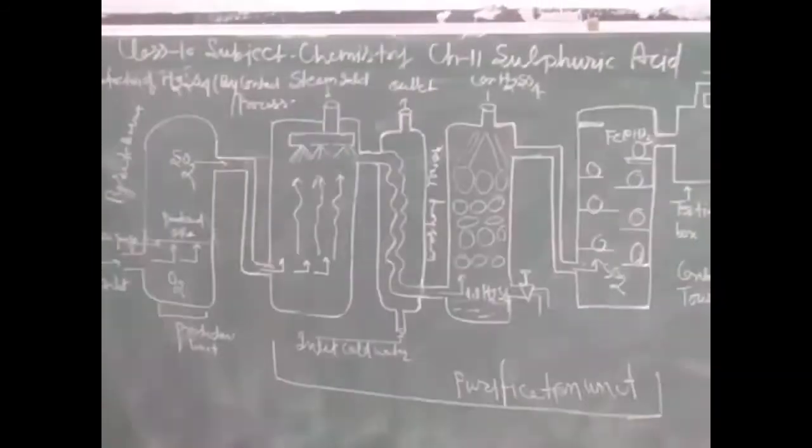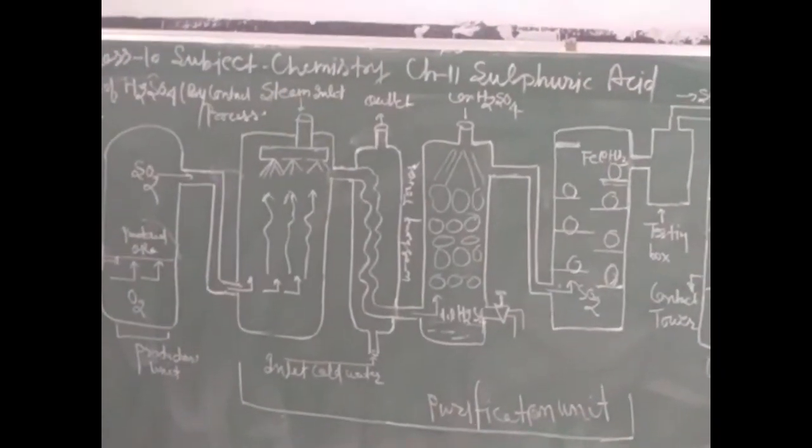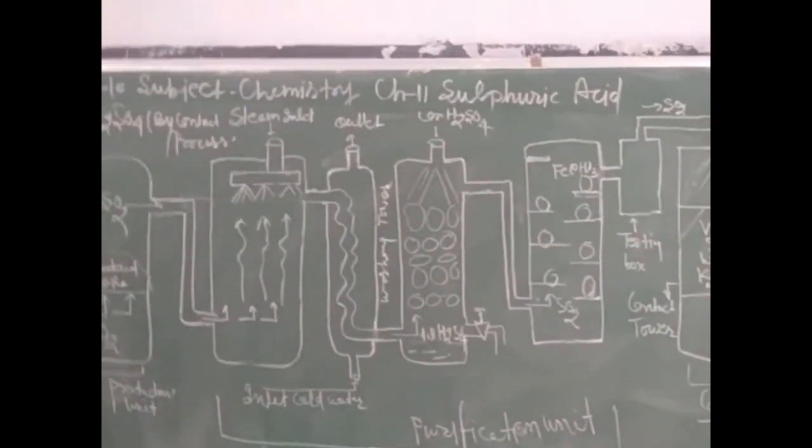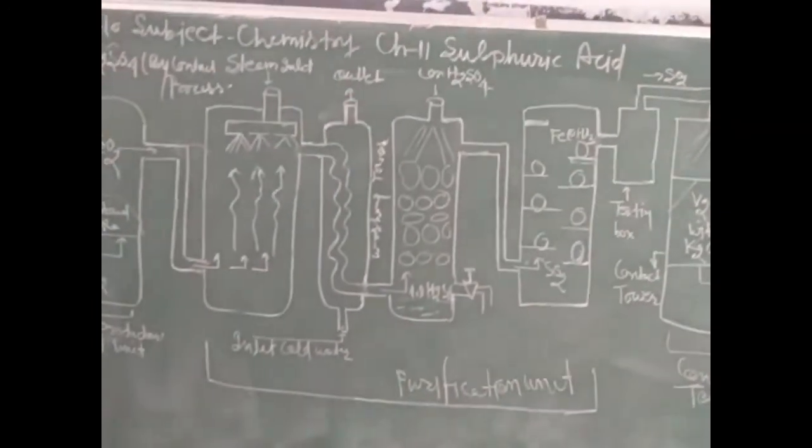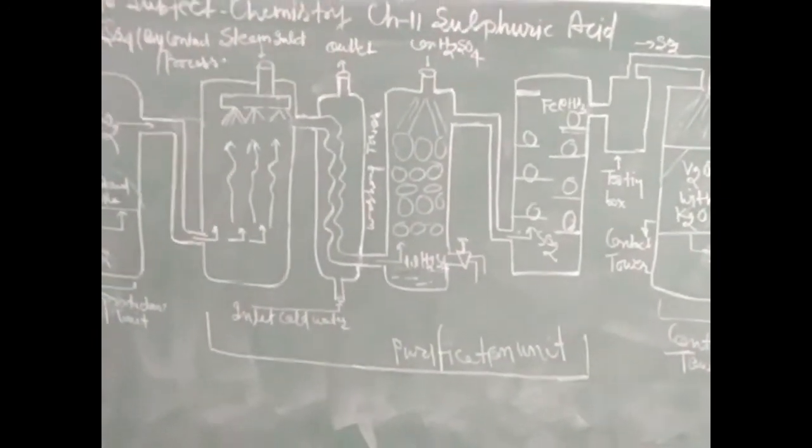Now we come to the contact tower. You can watch the third part, that is the contact tower, where we watch a different process. In the contact tower, oxidation of sulfur dioxide to sulfur trioxide takes place. Means we can say that sulfur dioxide reacts with oxygen in the presence of the catalyst V2O5, that is vanadium pentoxide.